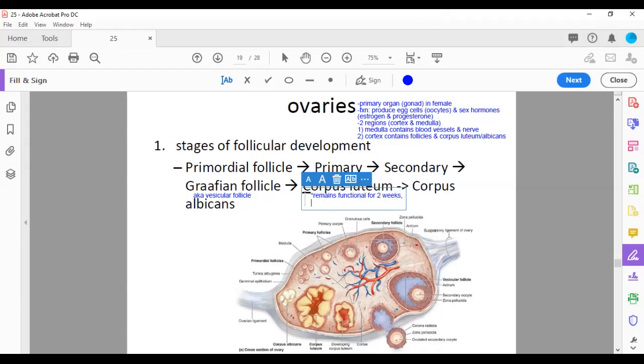Unless there is pregnancy, unless fertilization occurs, and the fertilized egg is embedded, or implanted, in the uterus, in which case the corpus luteum will remain functional for a longer period of time.